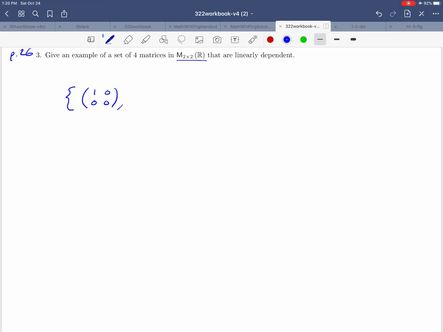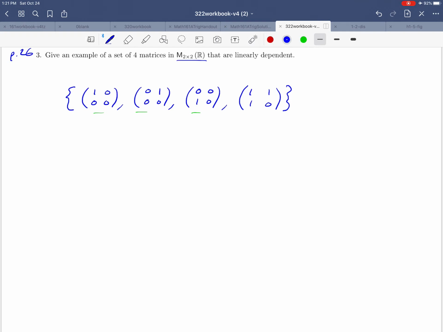All right, so let's pick some matrices with a lot of zeros in them. Okay, so there's the first, second, and the third. Okay, and then to guarantee that this is a linearly dependent set, what we could maybe do is to take our fourth matrix to be the sum of the three previous ones. So if you took these three matrices and added them together, what you would get is this.